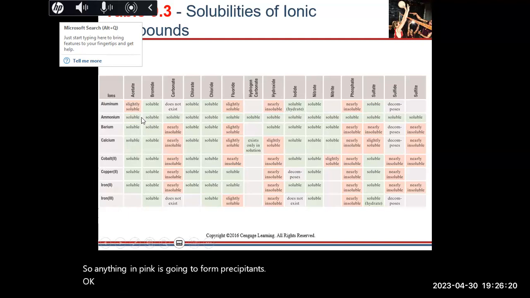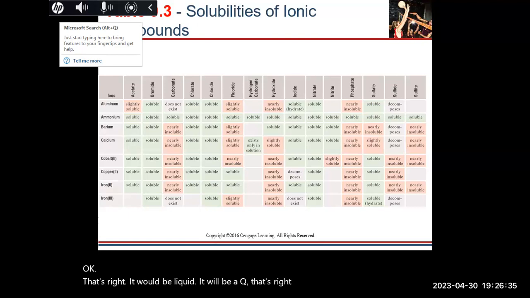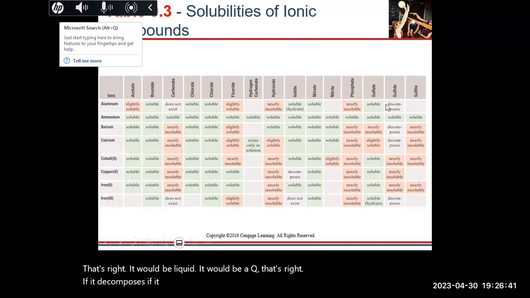If it's in green, that means it's soluble. So when it's aqueous, it's going to dissolve just like salt does. So it would be AQ, right? Not liquid. That's right. It wouldn't be liquid, it would be AQ. And then decomposes, like aluminum sulfide. If it decomposes, then you're not going to get a product from that either, because it decomposes.